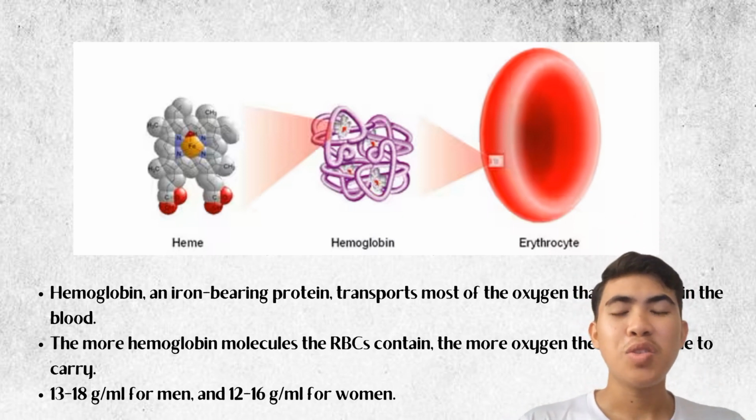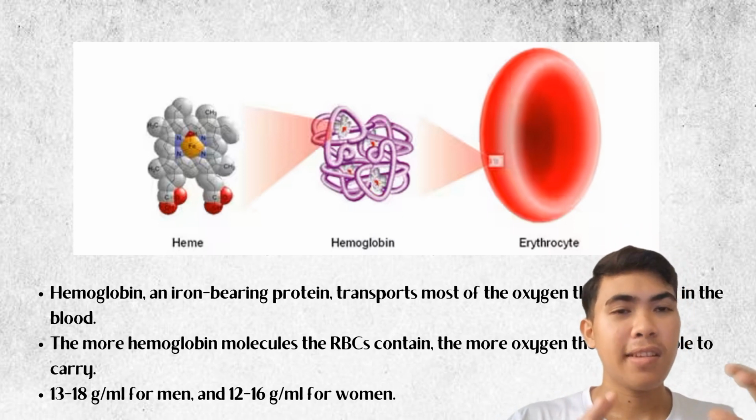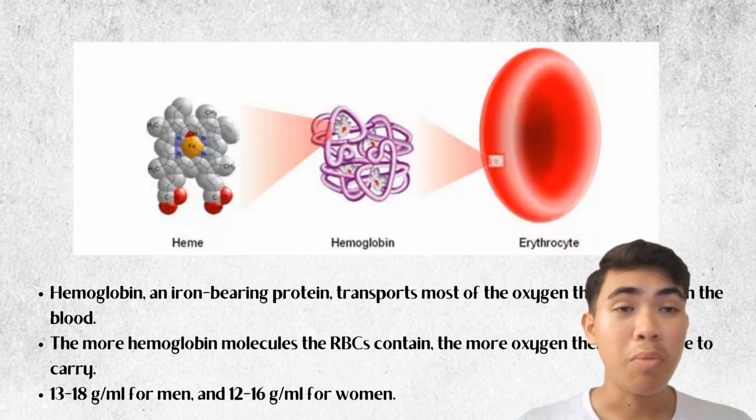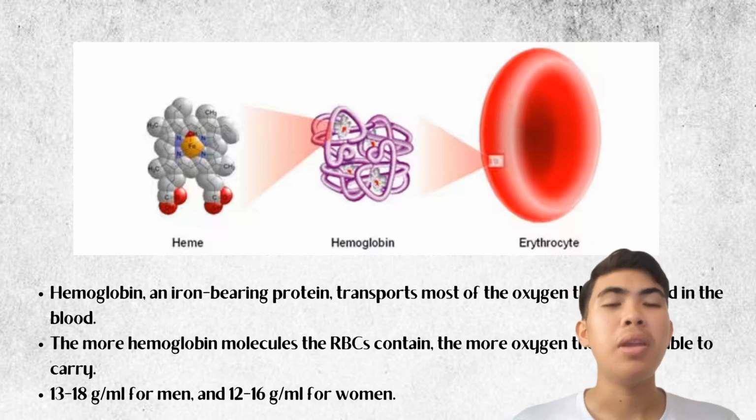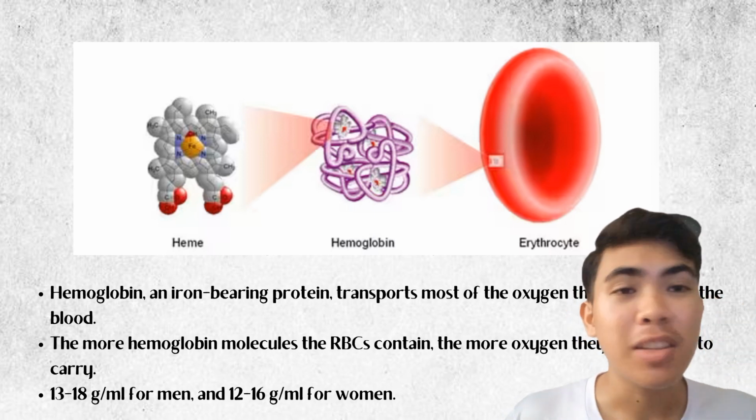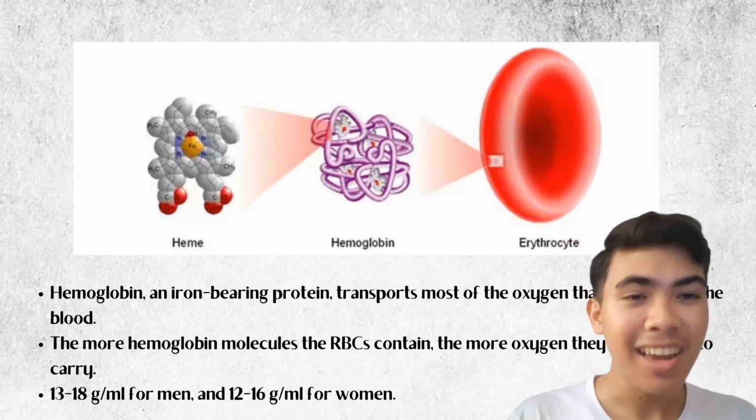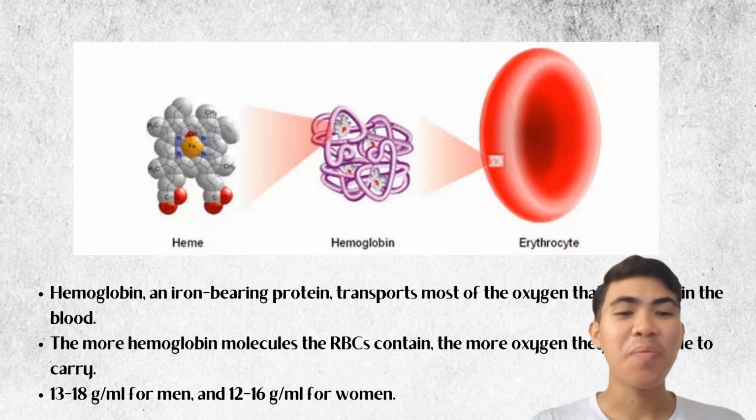oxygen. Just think of this: one red blood cell contains 250 million hemoglobin, and each hemoglobin contains about four molecules of oxygen. That would give us a total of more than a billion molecules of oxygen. And that is really interesting to know.